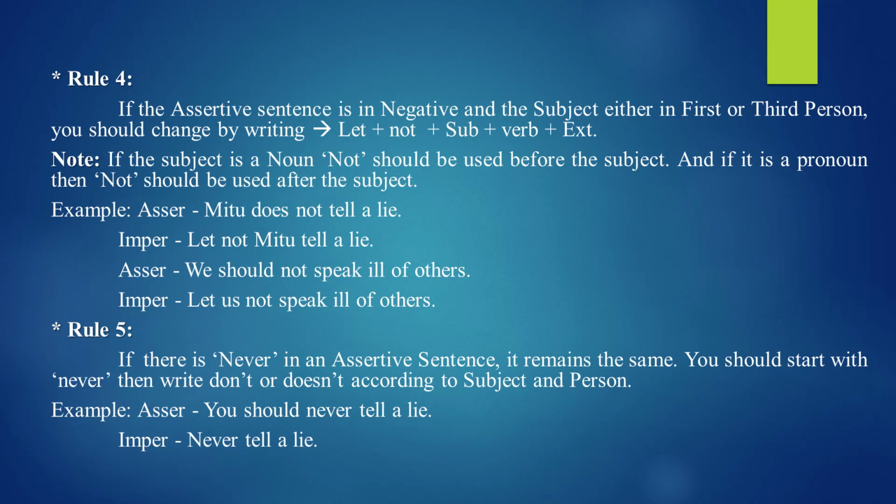Next example. We shouldn't speak ill of others. Look at the subject. We is the subject here, which is a pronoun. So, not should be used after the pronoun. Look at the imperative sentence. Let us not speak ill of others. Rule 5. If there is never in an assertive sentence, it remains the same. You should start with never. Then write don't or doesn't according to subject and person. Example, you should never tell a lie. Imperative, never tell a lie.